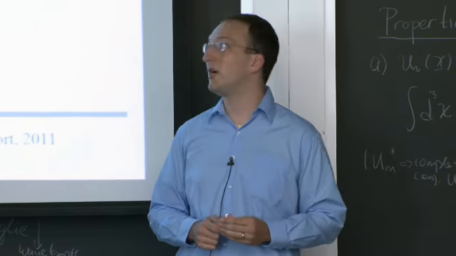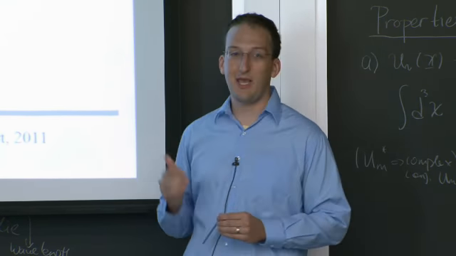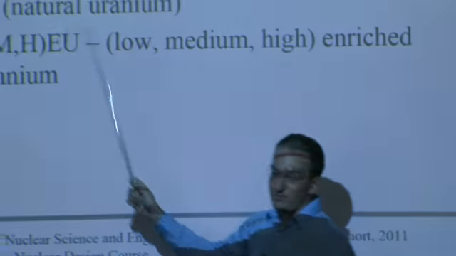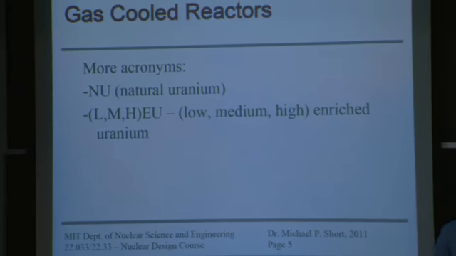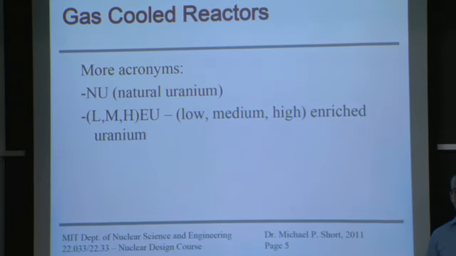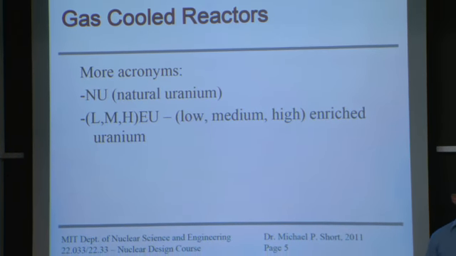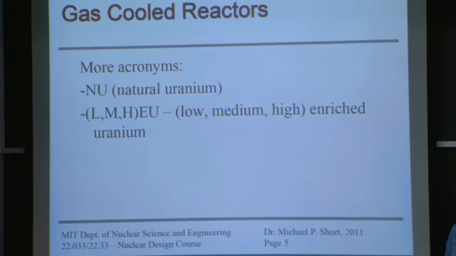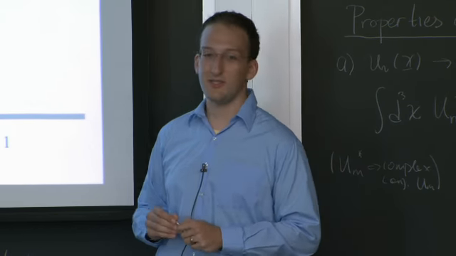So just to start with one genre, gas-cooled reactors, with some more acronyms for you. When I say NU, I mean natural uranium, and LMH here stands for low, medium, high enriched uranium. Anything that is over 20% is considered high enriched uranium. And I believe, anyone correct me if I'm wrong, that we're not going to be able to use high enriched uranium after a certain time. So you may want to consider that when you're thinking of which core to use. I'm not going to put actual numbers on this because I don't think it's necessary.